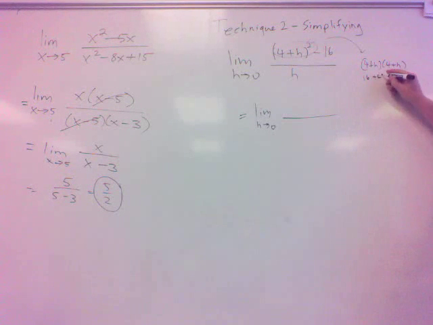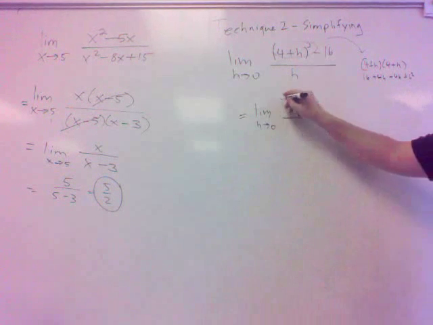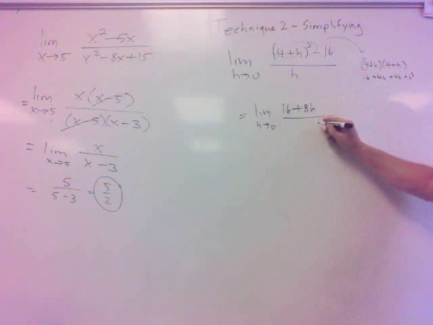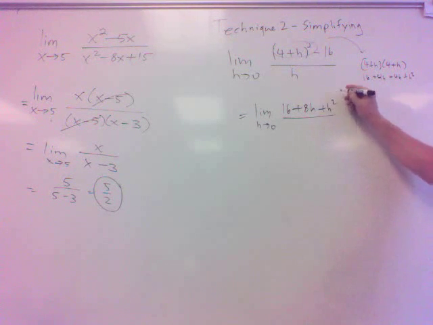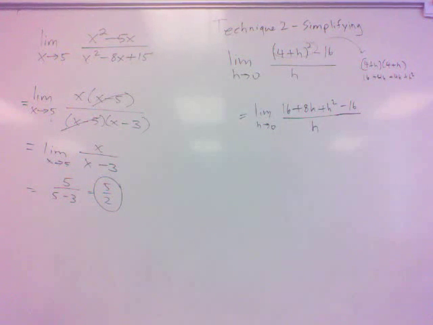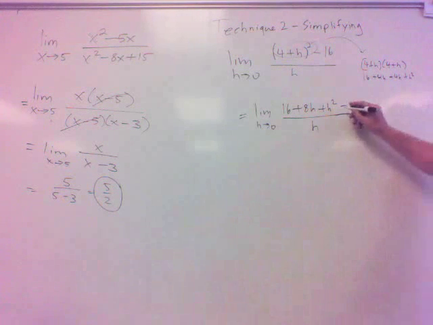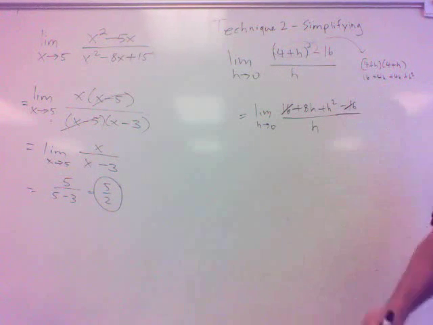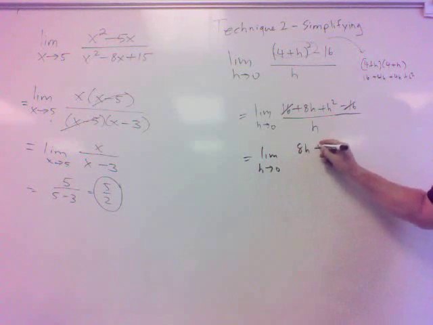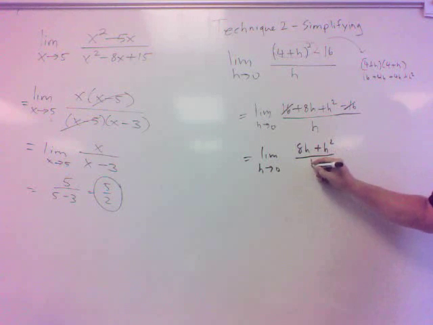What would that be? 16, that'd be 4h, another 4h, pull it out, h squared. And so this 4 plus h squared will be 16 plus 8h plus h squared. And then don't forget the minus 16 and the divide by h. Simplifying that out does help me, right? Because what happens when I do that? Don't the 16s go, you got a 16, you got a minus 16, those are gone. So you have the limit as h approaches 0 of 8h plus h squared divided by h.